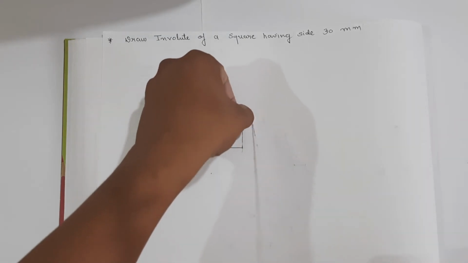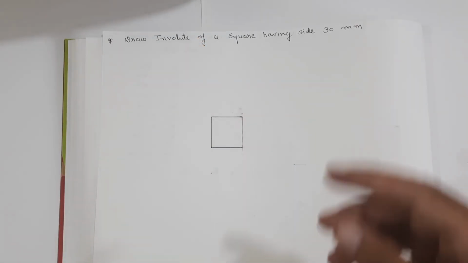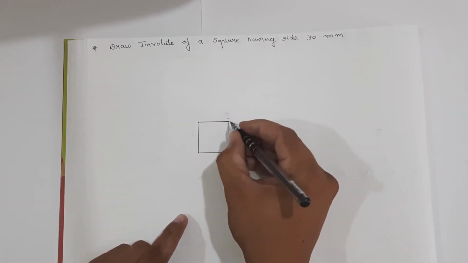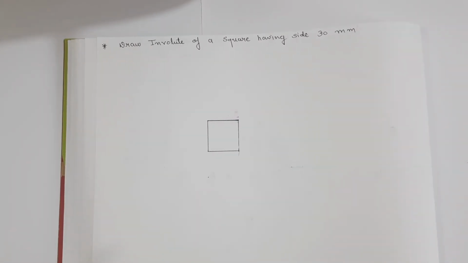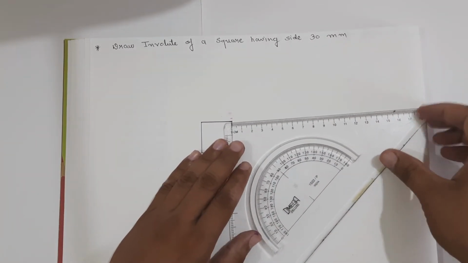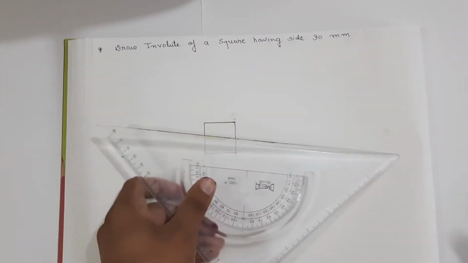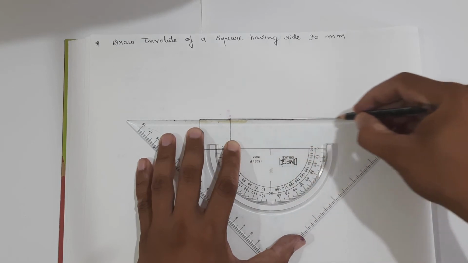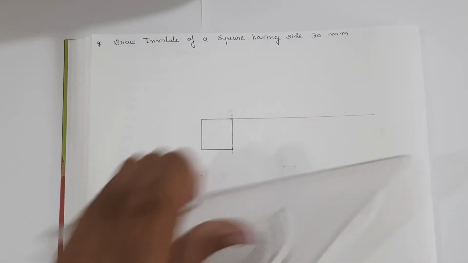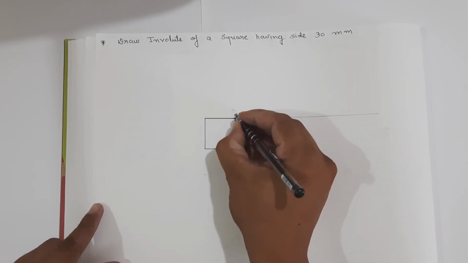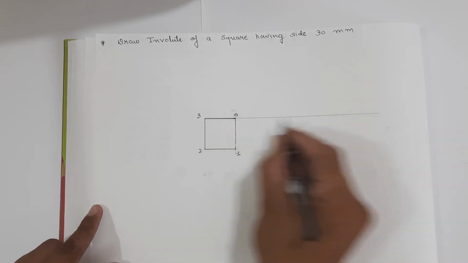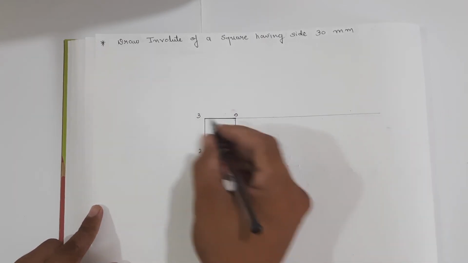So we have to wind a string around a square like this. If we want to wind the string completely around the square, then what will be the string length? The string length will be equal to 4 into L. First of all, extend this line. Let us give the name of this square: 0, 1, 2, 3. Extend the line 3, 0 at a random distance.